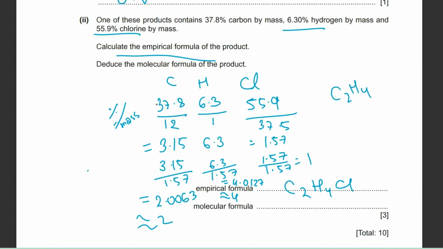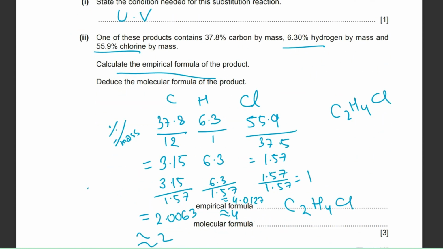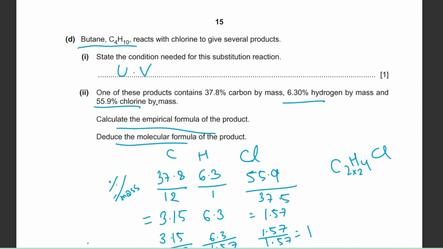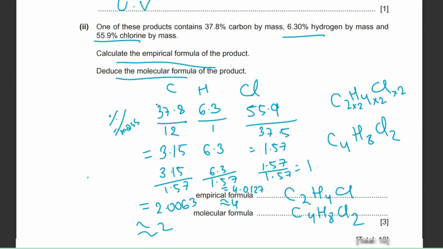We know that the empirical formula is C2H4Cl. However, we know that butane is reacting with chlorine, and this will undergo a substitution reaction. So the carbon atoms won't increase from 4, nor will they decrease from 4. So we will have 4 carbon atoms. To get the molecular formula, we just have to multiply by 2, so that we get 4 carbons. And as we have multiplied this by 2, we have to multiply all the other things by 2. So we get C4H8Cl2. So this is a disubstituted butane, which is our answer.